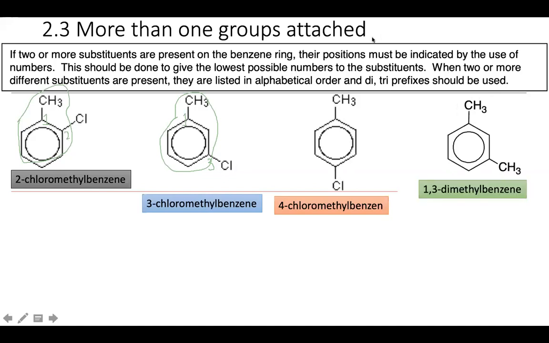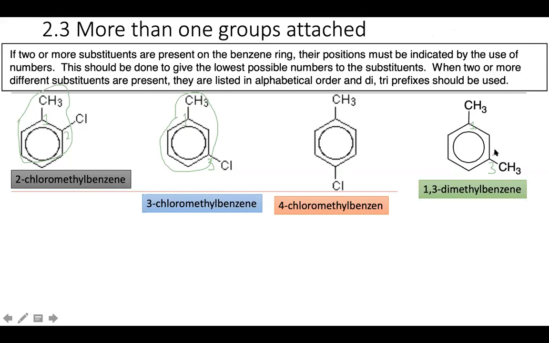1,3-dimethyl benzene. So which one is number 1? It doesn't matter. Okay. You can take this one number 1. 1, 2, 3. Okay. 1,3-methyl benzene. Don't call it 2, 3, 4, 5. 1,5-methyl benzene. That's wrong.